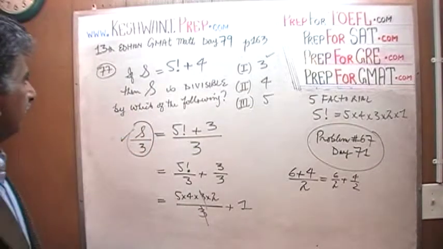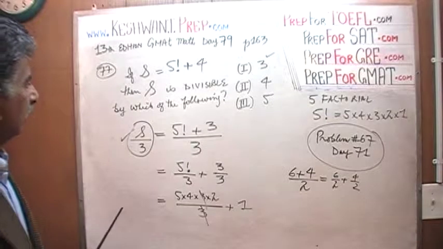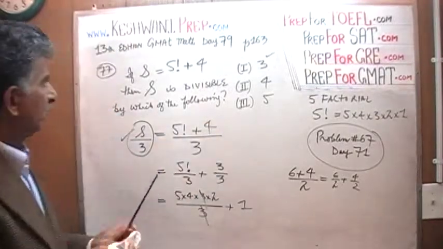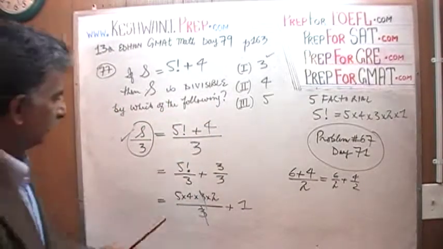But oh, we're not dividing by 3. I'm sorry, I changed the problem and I didn't change it here. Sorry about that. Our problem is 5 factorial plus 4.